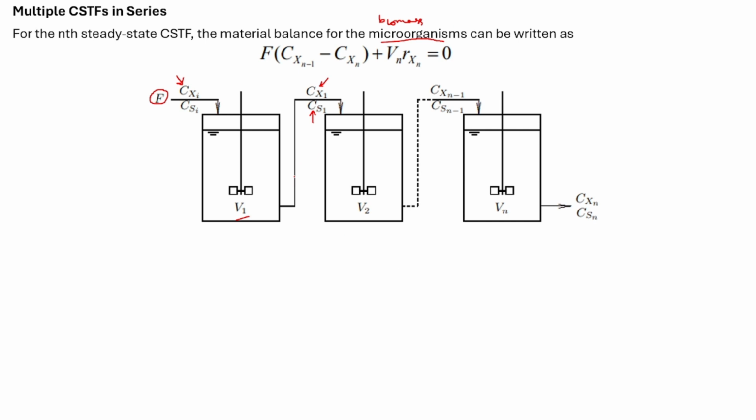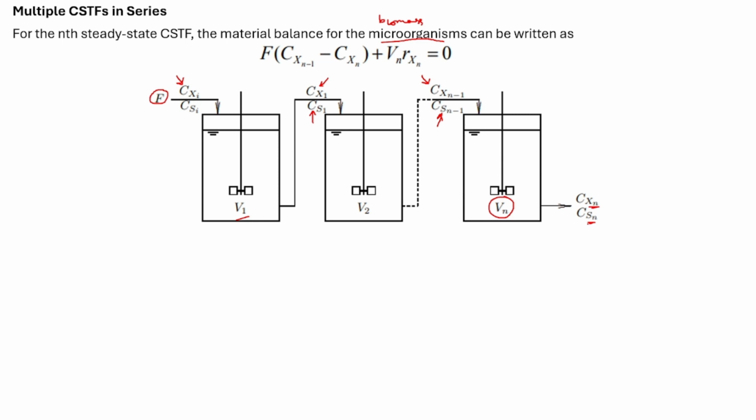Likewise, from first to second, second to third, third to fourth, in series, the outlet stream of one CSTR acts as the inlet stream of the other CSTR. So likewise we go to the nth reactor. This is the nth reactor with a volume Vn, and it has an inlet flow stream from the n-1th reactor, whose cell concentration is Cxn-1 and substrate concentration is Csn-1, and the outlet stream has a cell concentration of Cxn and substrate concentration of Csn.